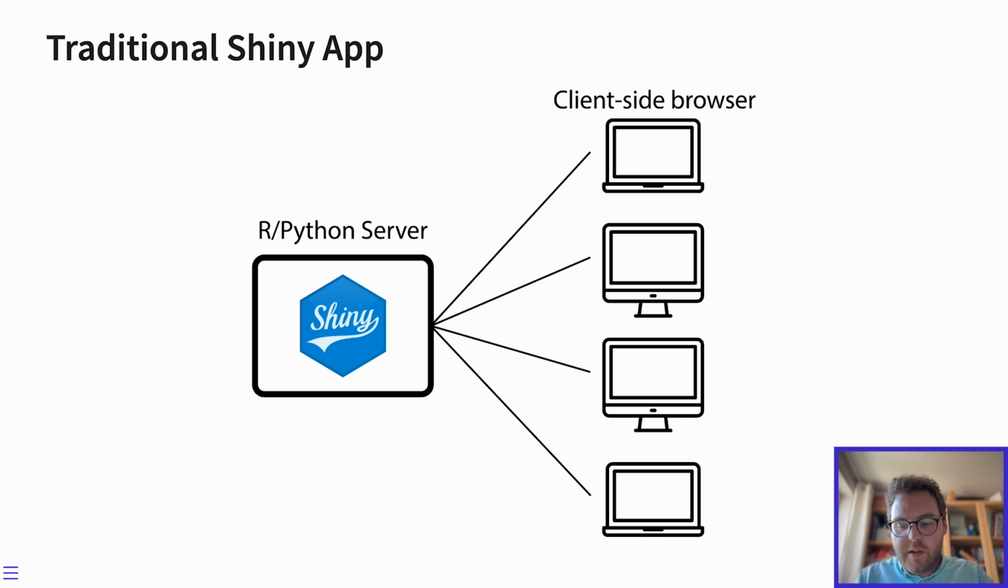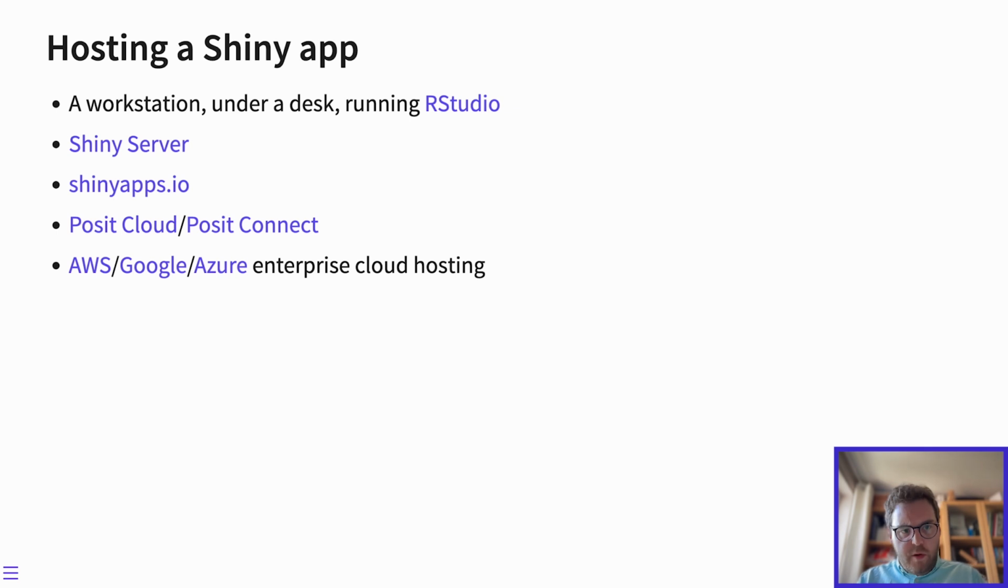So if you're something like a researcher who's produced some kind of scientific output and you want to share that output with the world or with a reviewer, you're going to have to set up a Shiny server. And there are a few ways to do this.